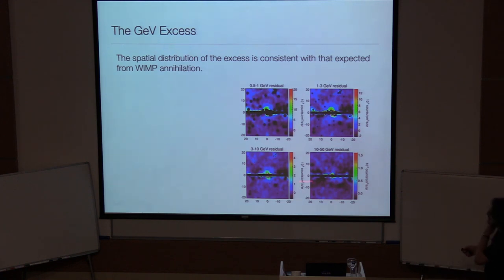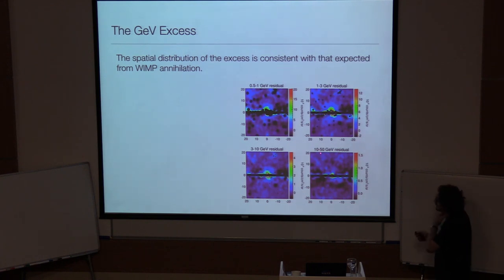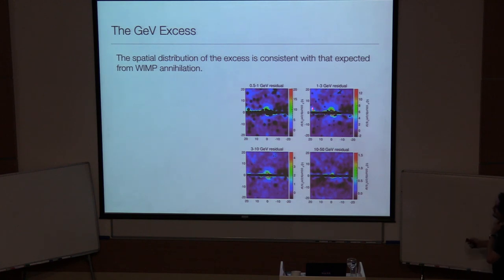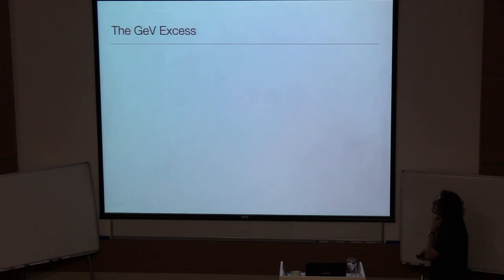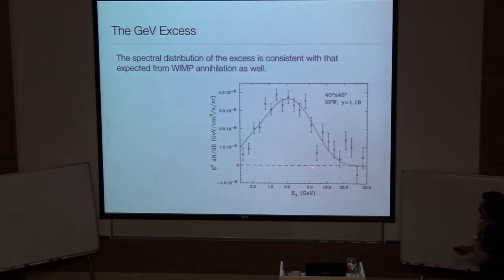This is shown in different energy bins: 0.5 to 1, 1 to 3, 3 to 10, and 10 to 50 GeV. As you can see, it's brightest in the 1 to 3 GeV band. And that's the spectrum associated with it. It's a bump-like spectrum that peaks at about 2 GeV.